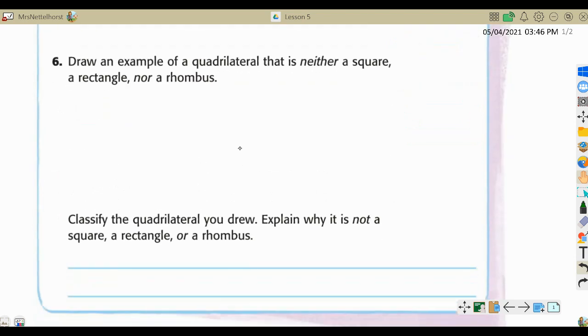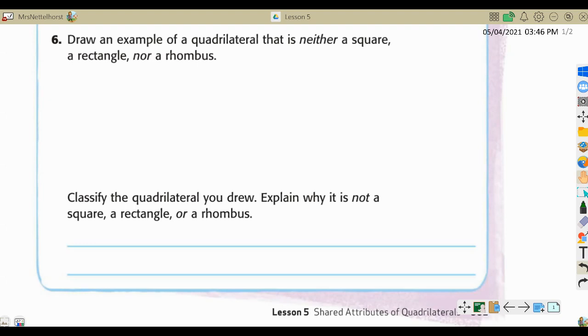Okay, then classify the quadrilateral you drew. So the one you drew here in number 6, you're going to classify it and explain why it is not a square, a rectangle, or a rhombus. It'll be just like what we did in the guided practice on the second question. Okay, but obviously the answer will be different. So think very carefully about that. Put it in a complete sentence, please. Make sure you use a comma because they have the word explain. Explain why. Okay, that's it. There you go. That is the shared attributes of quadrilaterals.